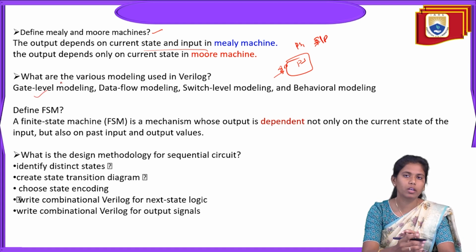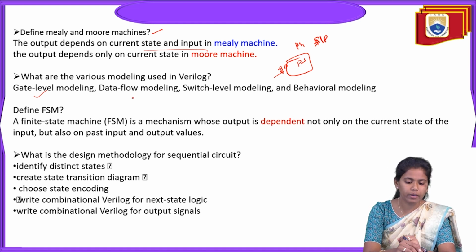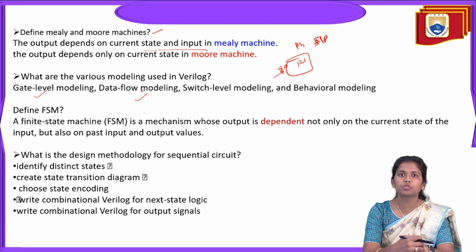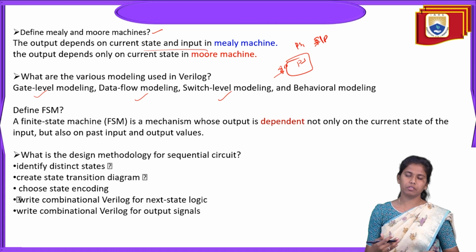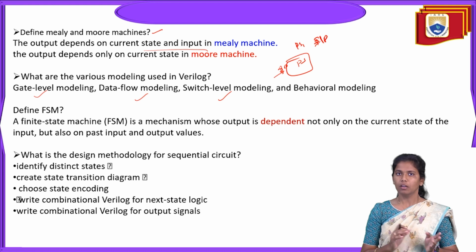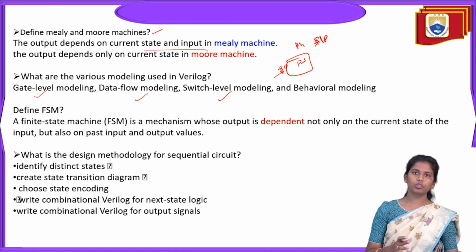Coming to gate level modeling, we consider different gates in order to build basic building blocks, using the gate primitives in Verilog. Data flow modeling shows how the data is flowing among the registers and among different transistors. Switch level modeling considers different switch primitives from the Verilog library, and based on the switches, the flow of information from source to destination is carried out.